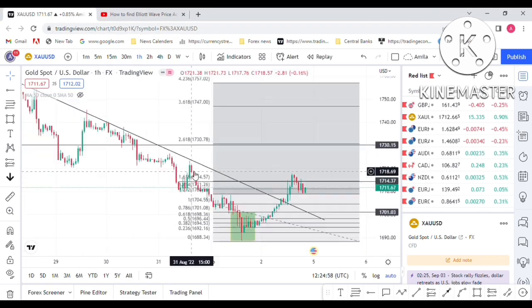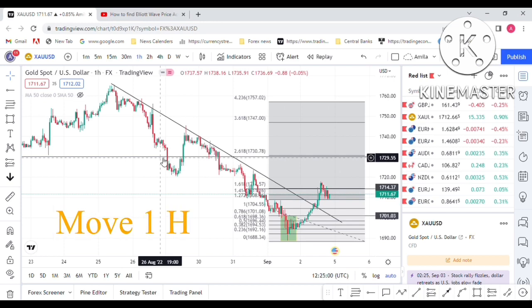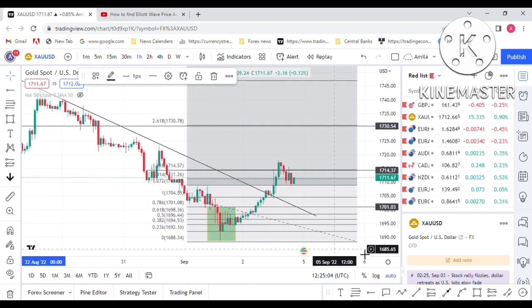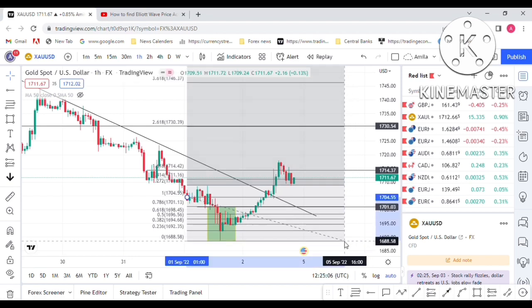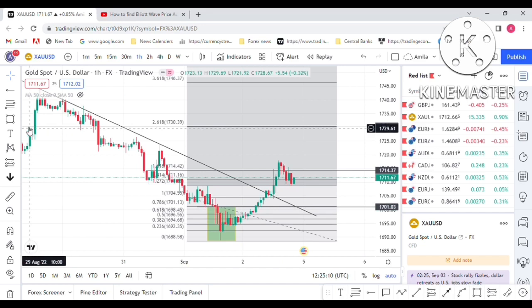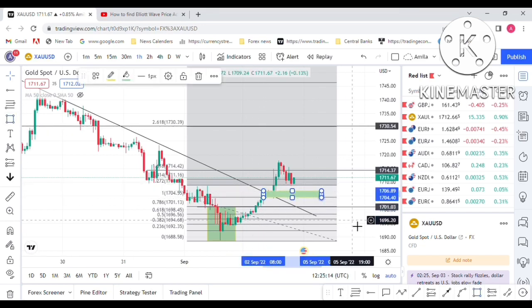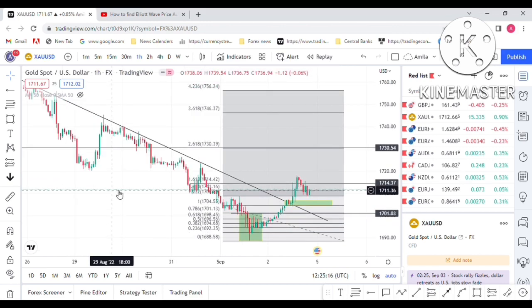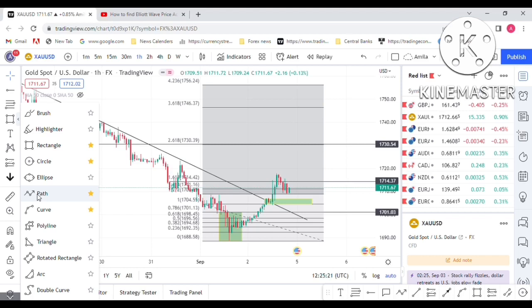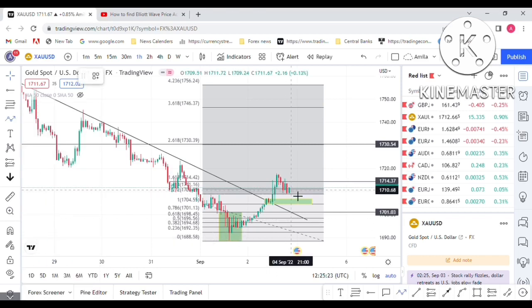Okay, let's move to the 1 hour chart, and we can mark our buy zones. Price will retrace and buy again. That's our buy zone in the trend line, retracement to the trend line again, and next price creates a higher high.